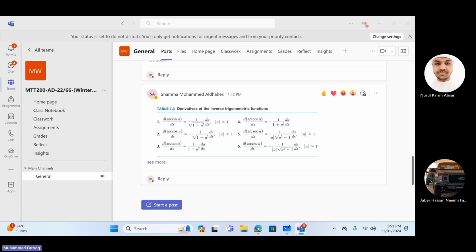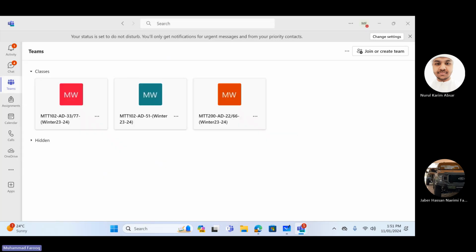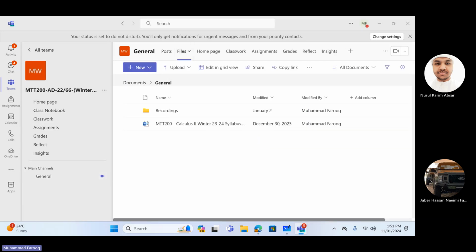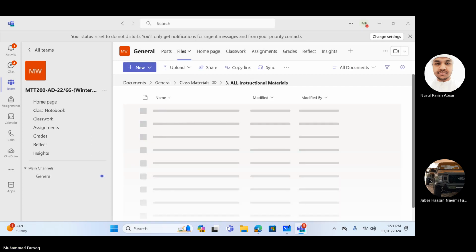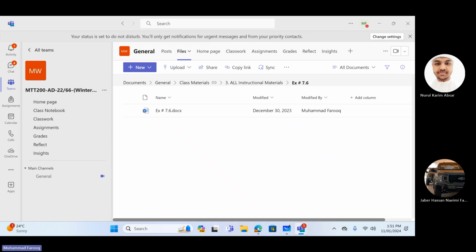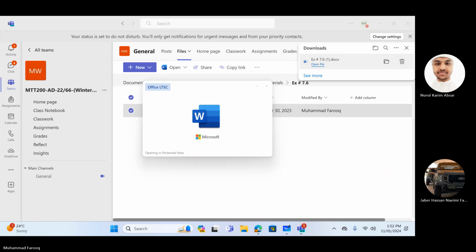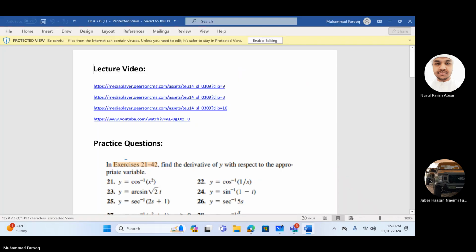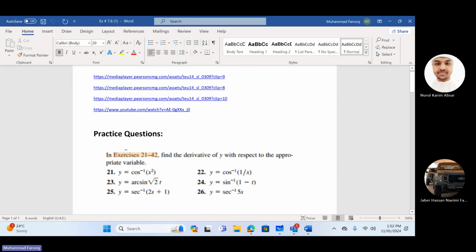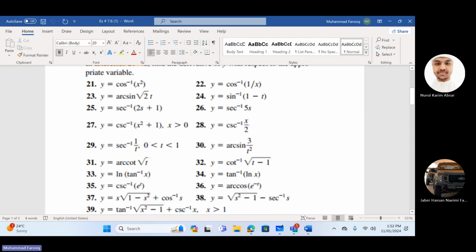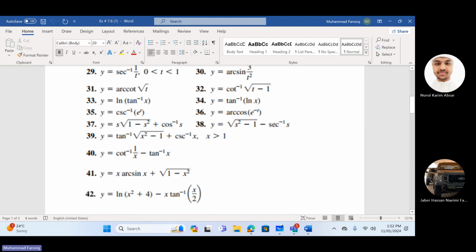So let's take a question. I will download this practice material from Teams. Section 7.6, please. The hyperbolic one is 7.7. Right, so you can see initially we said find the derivatives of these inverse trigonometric functions. So let's start with question number 38, please.